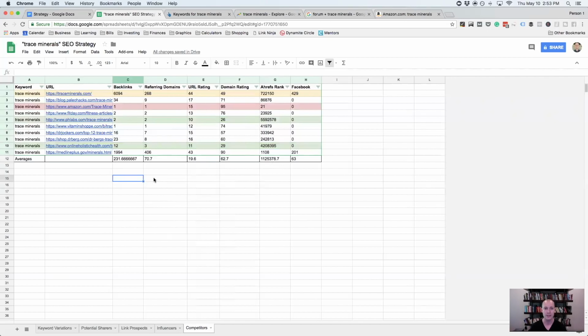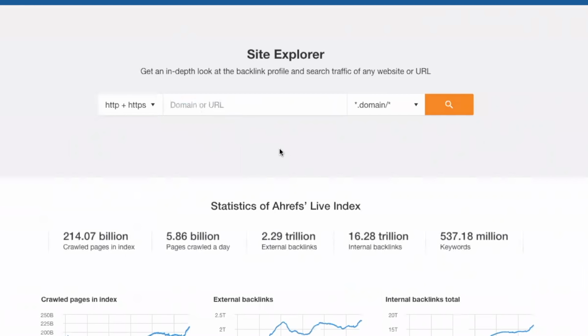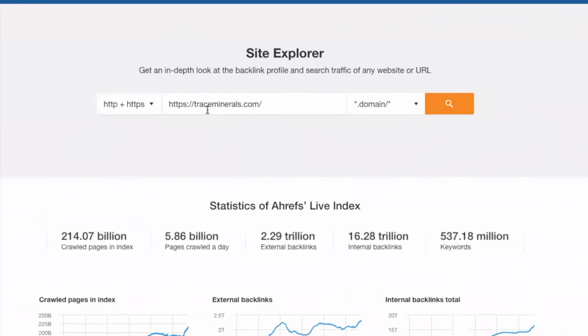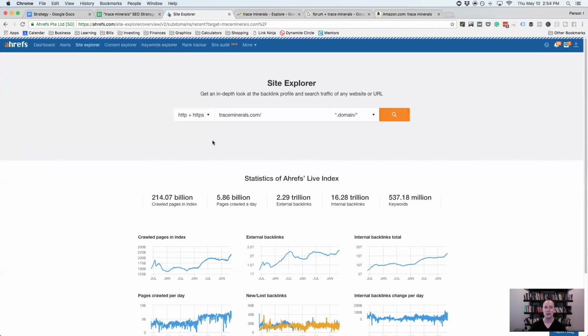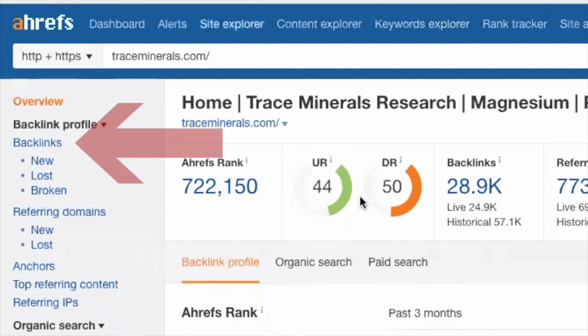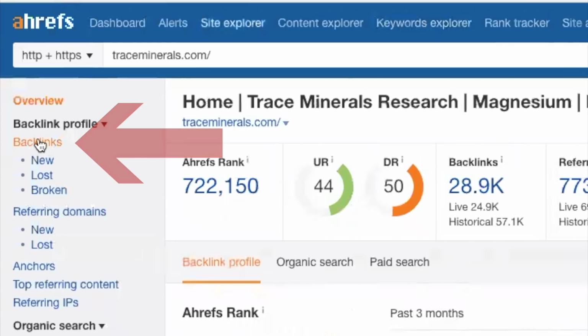So the next thing I would want to do is look at the actual quality of the backlinks that these competitors have. In this case, these guys don't have a ton of backlinks going to their pages. So I would just look at this first guy to see what his backlinks actually look like. So I'm back here on Ahrefs, and I'm just going to put the target URL in here. This is the number one ranker for that keyword phrase. And then once the analysis is finished, go to backlinks.